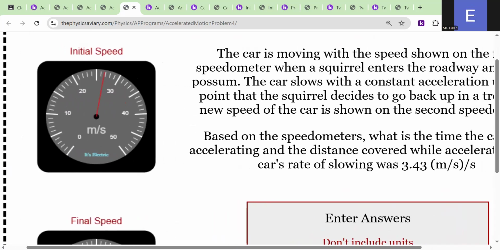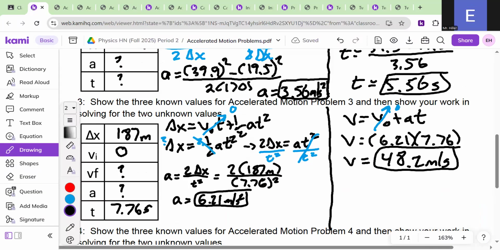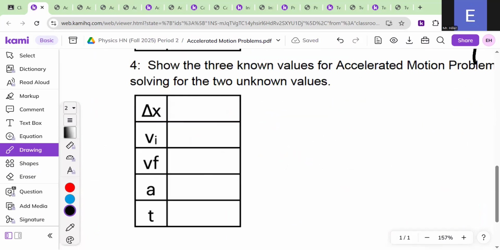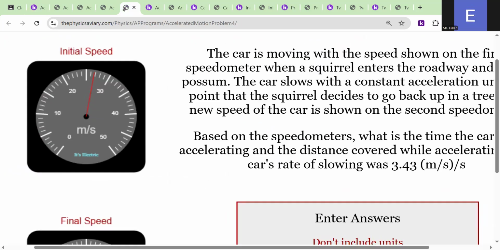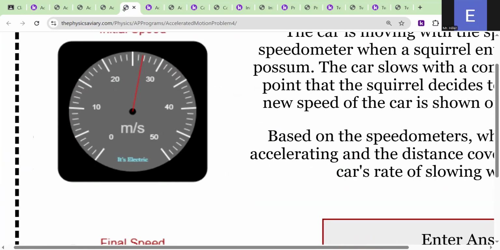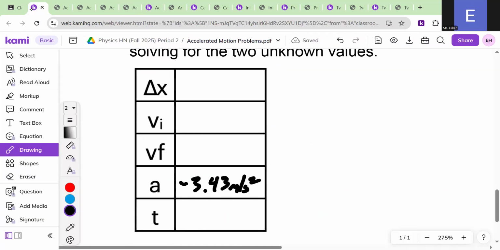All right, let's go ahead and list what we know. For me, I know that my acceleration is negative 3.43 meters per second squared. Okay, I know that my initial speed, when I look at the speedometer, is about 26 point, I don't know, 8 or 9. Go ahead and estimate yours.